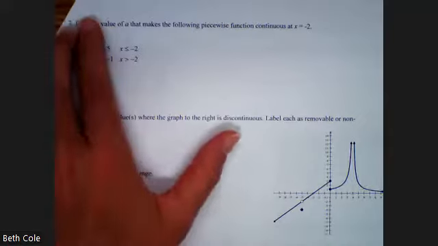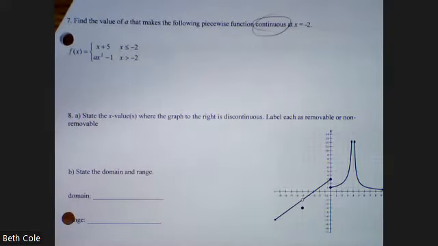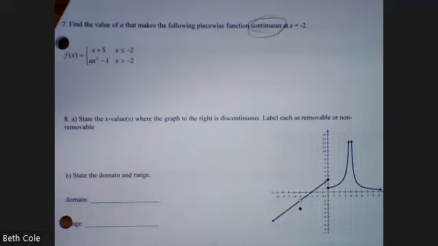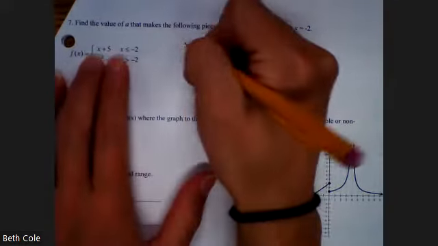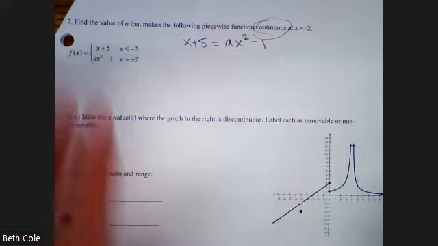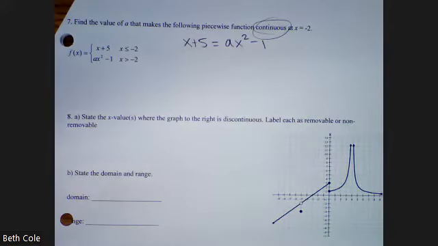All right, find the value of a that makes the function continuous. Continuous means the two pieces need to connect. So by instinct, what do you want to do with these? If you need them to connect, what are you going to do with them? Equal them. X plus 5 equals ax squared minus 1. Set them equal. You get a point for doing that. It's like a point for each step. If you realize you're supposed to set them equal, you get a point.